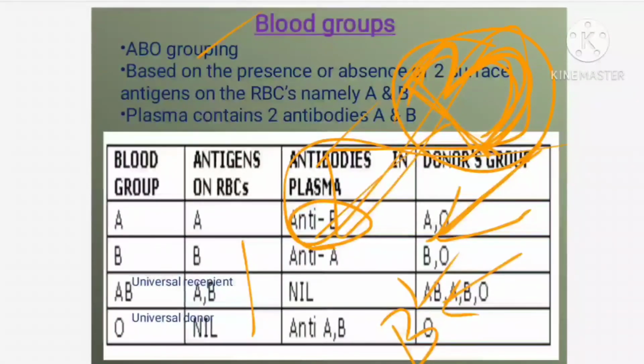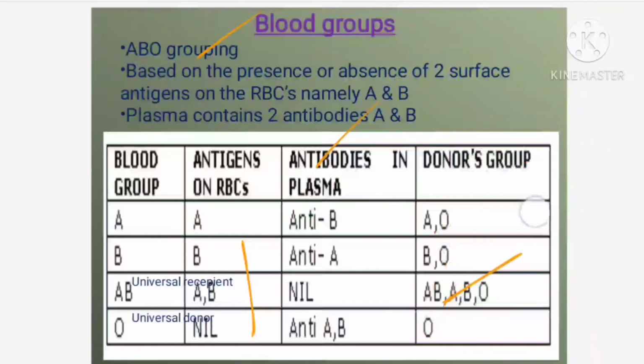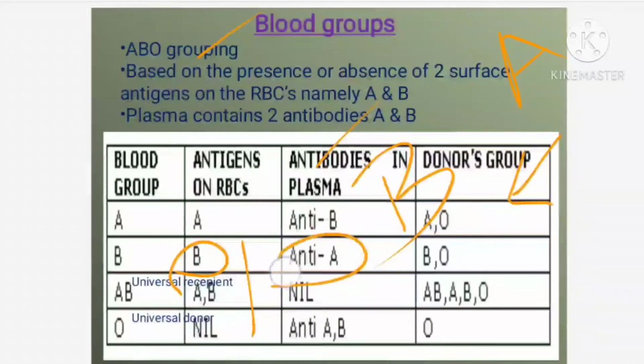The same way, A cannot give blood to B. Why can A not give blood to B? Imagine a B blood group person, who has B antigen, and A antigen is entering. So, in his plasma what is present? Anti-A. So, this anti-A and A will react, and the reaction will lead to the death of the person.